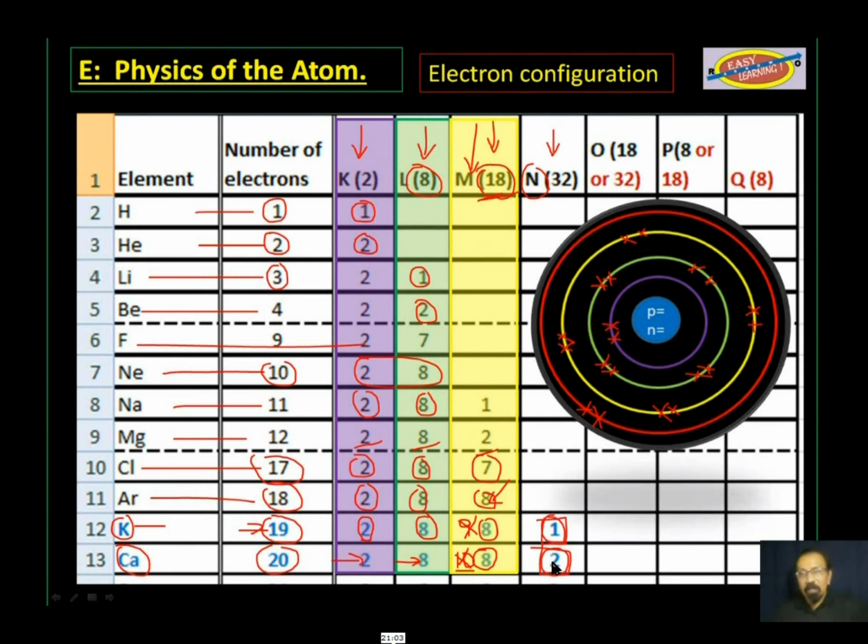Now, as far as CXC is concerned, CSEC, you do need to know the electronic configuration of the first 20 elements, that is to say, up to calcium. Bear in mind that from 1 to 18, you have a pattern. 19 and 20, the pattern breaks down.